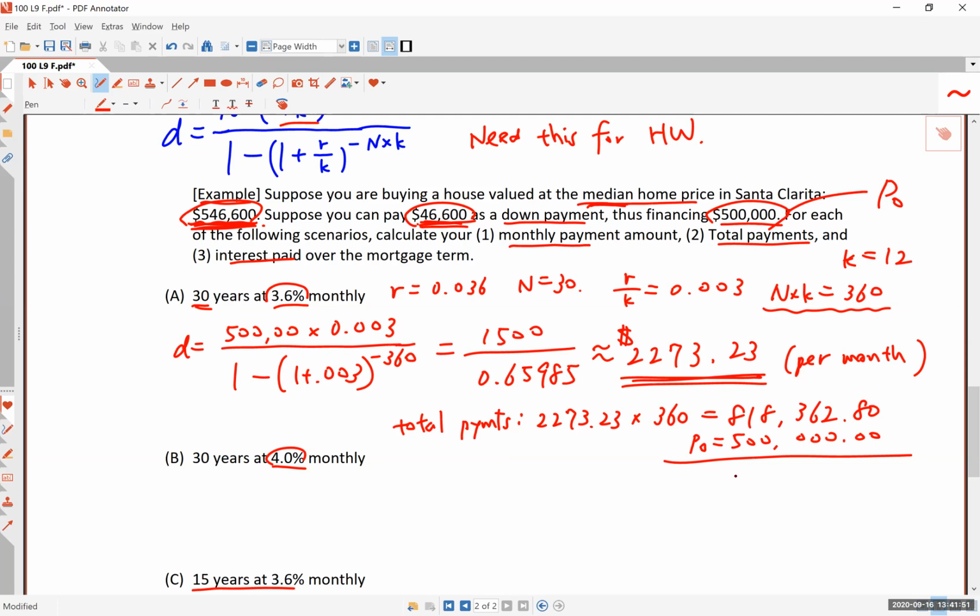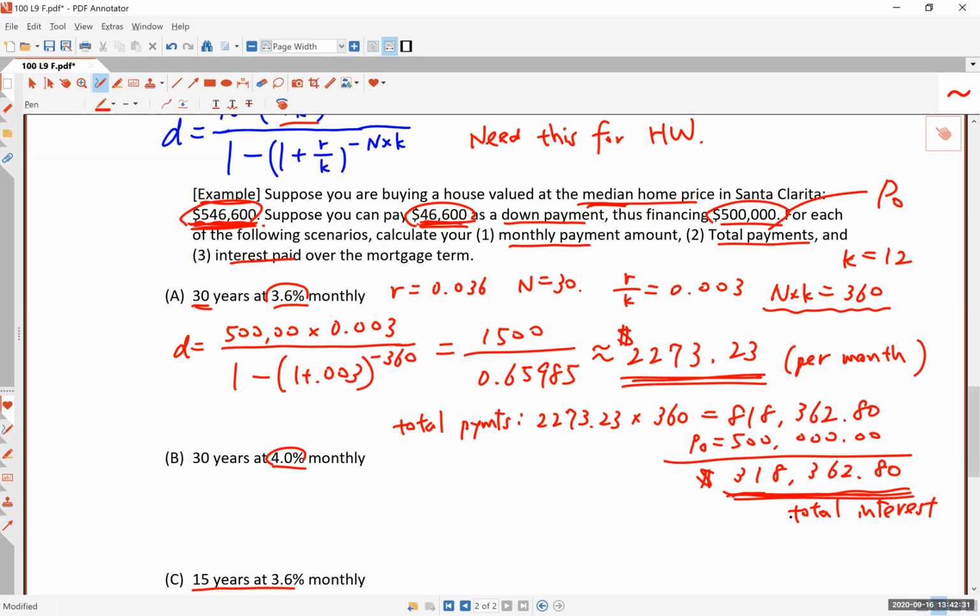The difference is $318,362.80. Now, what is that? The difference between how much you paid and how much you borrowed. This is your total interest. In other words, this is a token of your appreciation to the banker or the mortgage house. Thank you for allowing me to buy this house today, as opposed to when I can really afford it. I'm going to give you $318,000 extra dollars, even though I am borrowing only 500,000.